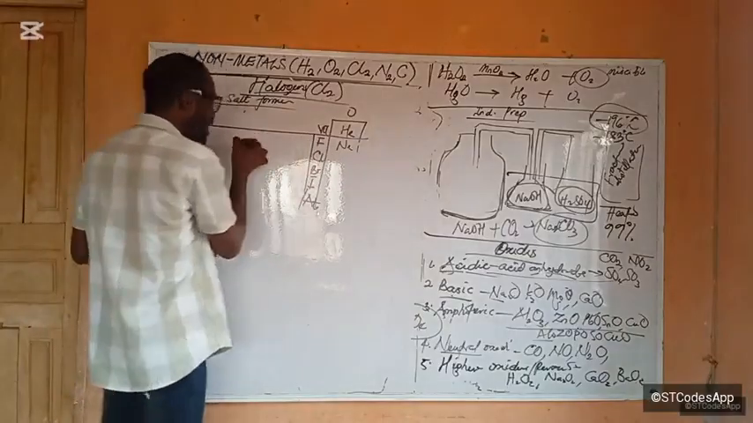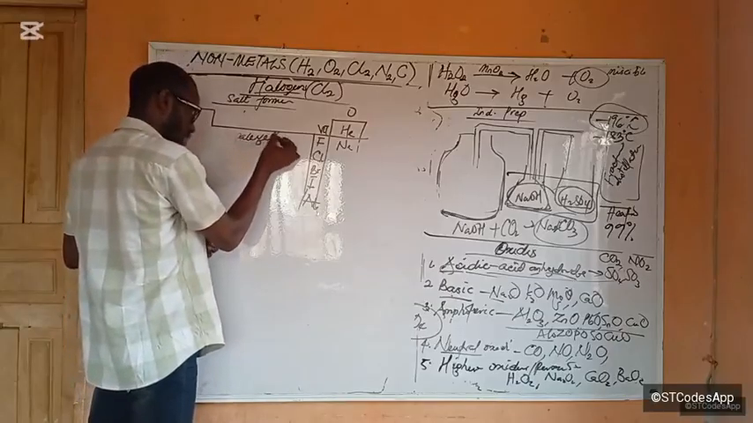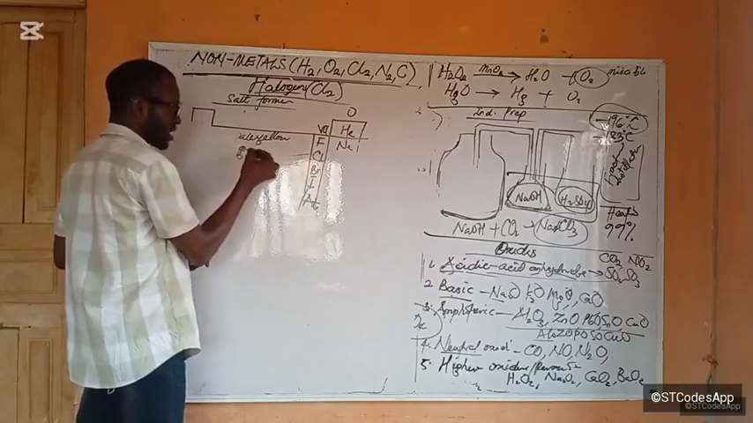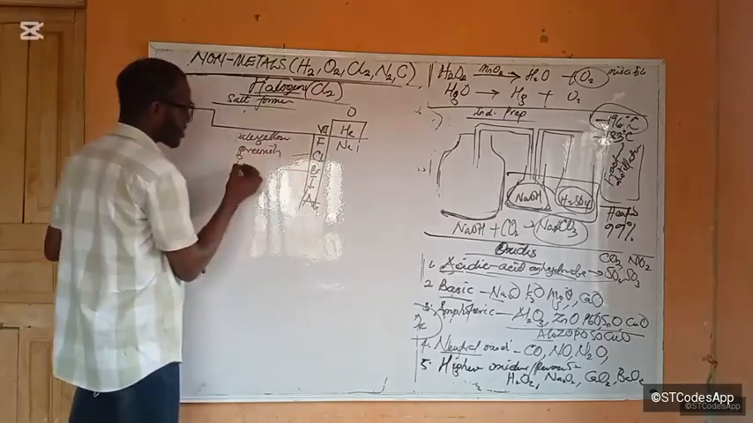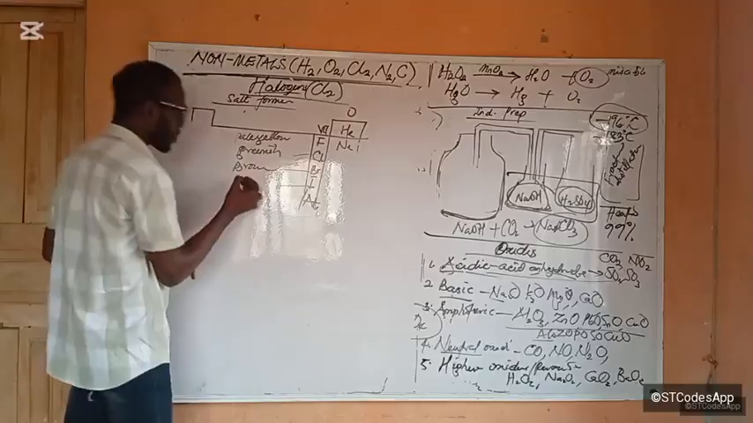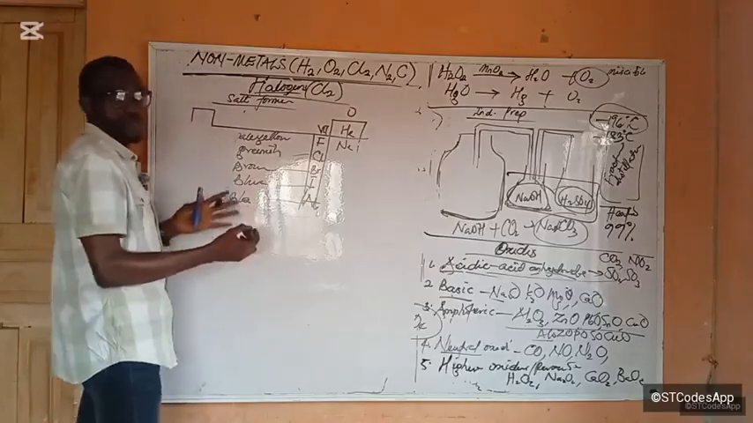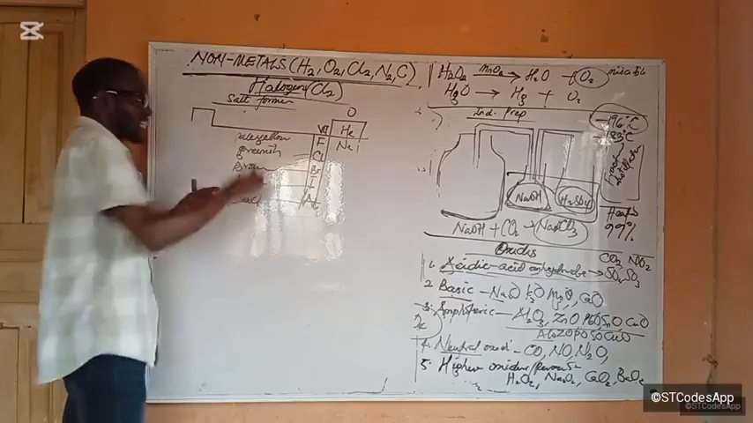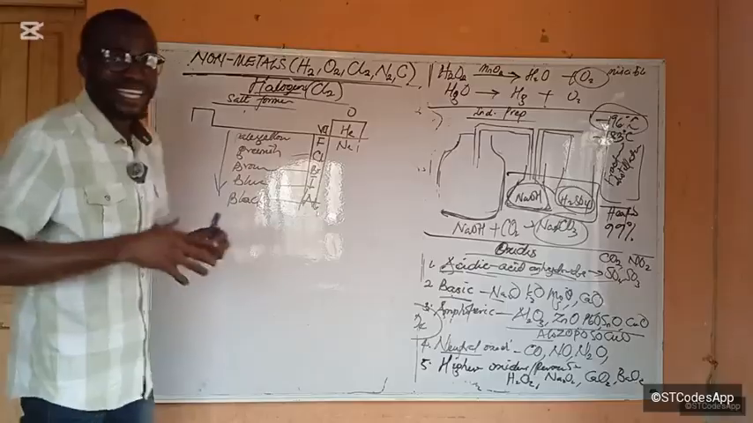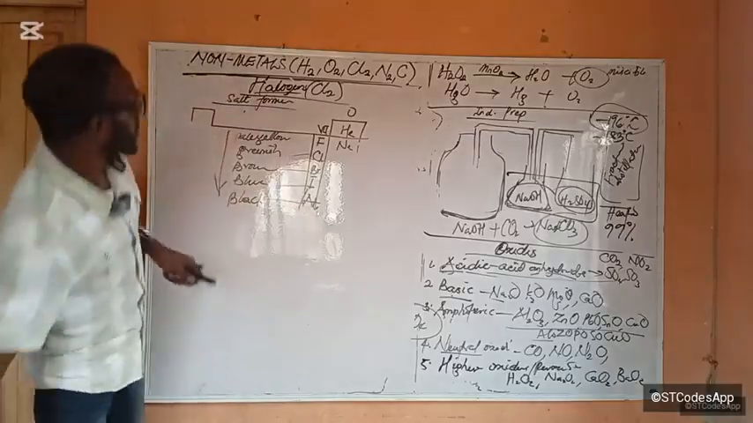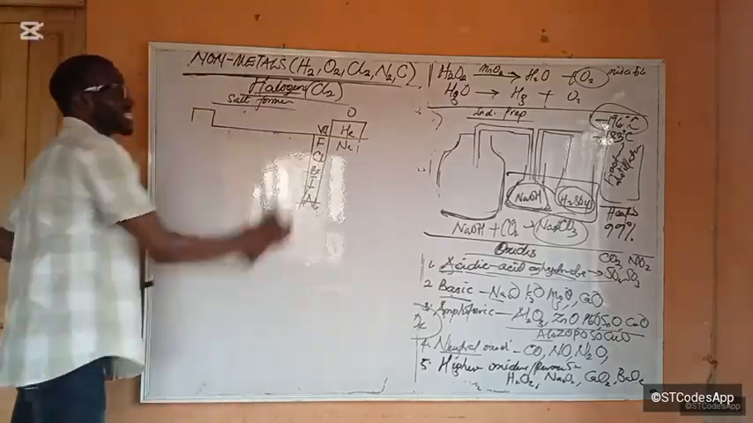Let's talk about their color first. Fluorine is pale yellow in color. This one is greenish yellow in color. This one is brown in color. This one is deep blue in color. This one is black or very deep blue too. You see that the grade of their color is deepening. Then also reactivity.